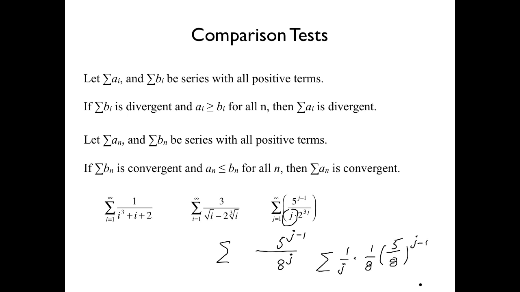Notice 5/2. What? 5/2 is greater than 1. But we didn't really have 5/2. We really had 5/8 because it was 2 to the 3j. So now 5/8. So what about this geometric series?